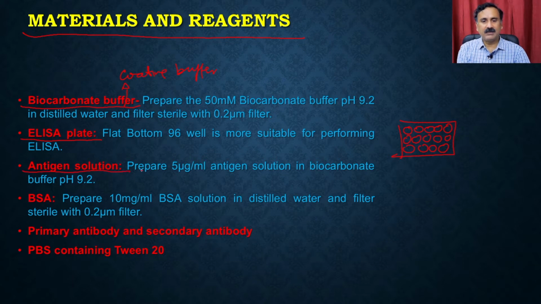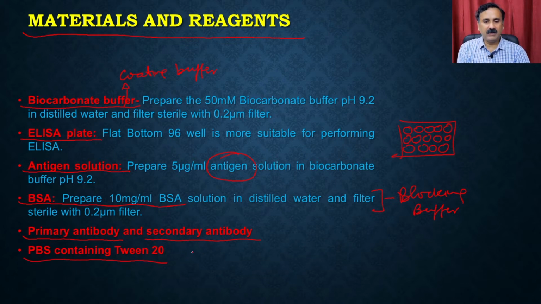Then you require the antigen solution, which means the protein solution which you are going to coat onto the 96-well plate. Then you require the blocking buffer. So you require BSA, which you use to prepare the blocking buffers. Then you require the dilution of the primary antibody, and the preparation of the secondary antibodies, and then you require PBS containing Tween 20, and lastly you also require the substrate, right? The substrate which you are going to use for detection. One of the substrates you use is OPD.